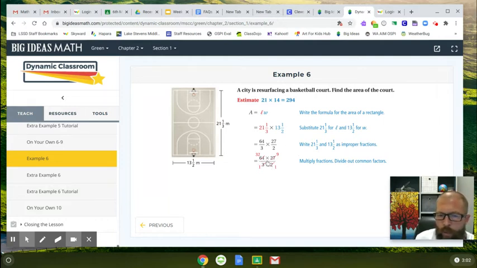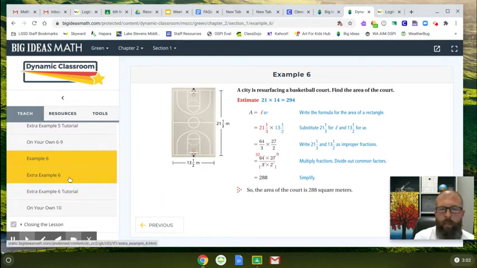64 and 2 both can be cut in half. 2 divided by 2 is 1. 64 divided by 2 is 32. Now we multiply. Top number here, 32 times 9, gives you 288 over 1, which is the same as just 288. Anytime you have a number over 1, you can remove the denominator. So the area of the court is 288 square meters. All right, you can pause it and follow along there if you need to and go slower.